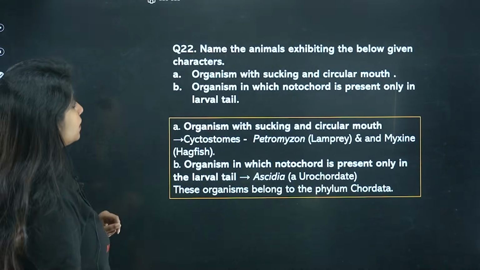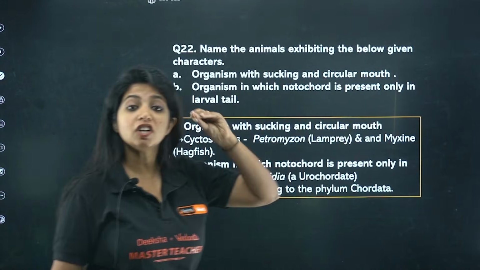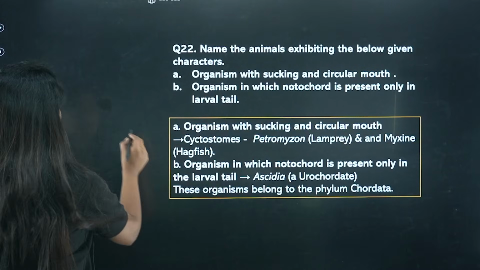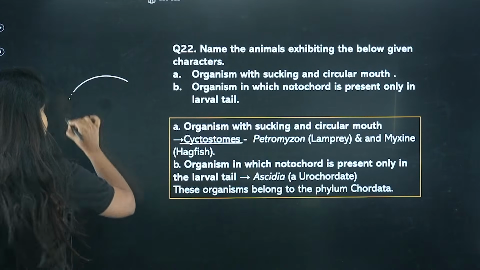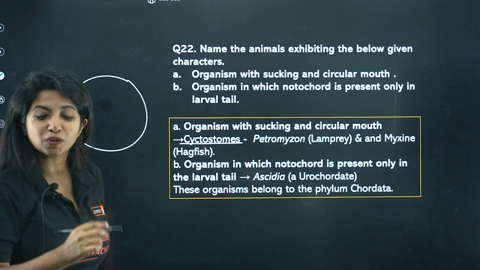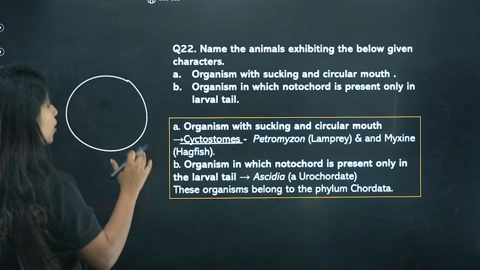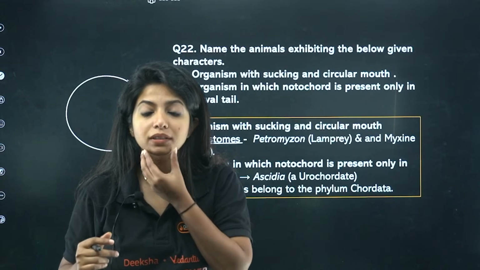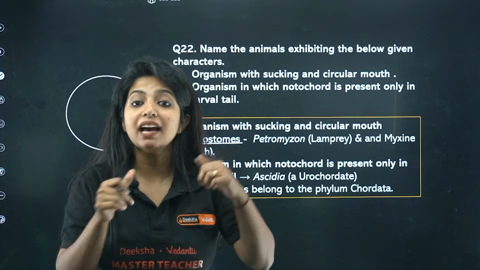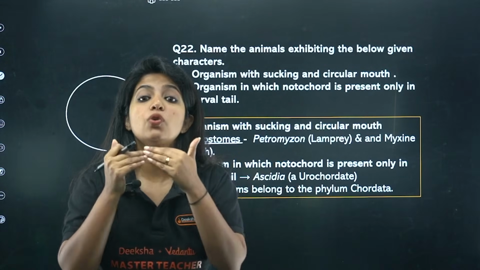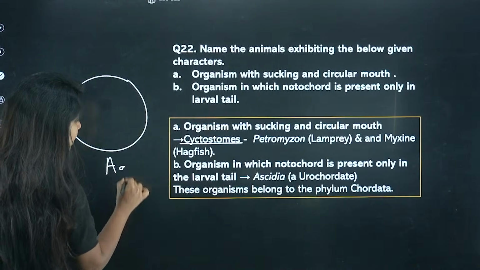Name the animals exhibiting the below given characters. Organism with sucking and circular mouth. A circular mouth can also be known as cyclostome. Cyclostome means circular, and stoma basically means mouth. So they have cyclostomes, my dear children. They have a circular mouth, and you know what? They do not have jaw. We have jaw. This is our lower jaw. There is an upper jaw onto which our teeth are there, right? But they are organisms that do not have jaw, which is why I call them agnatha.